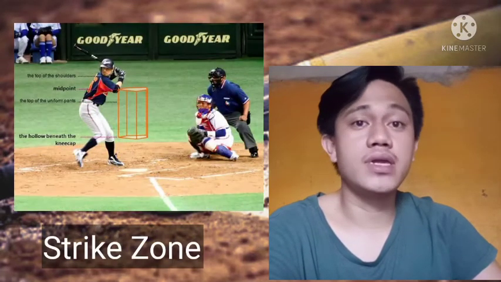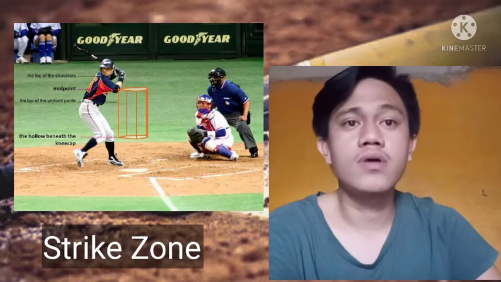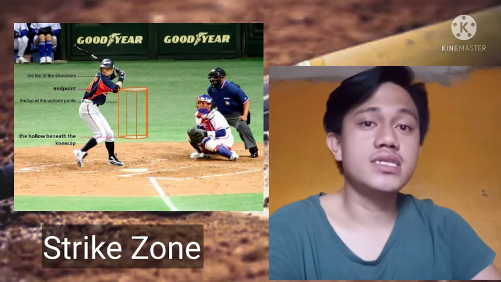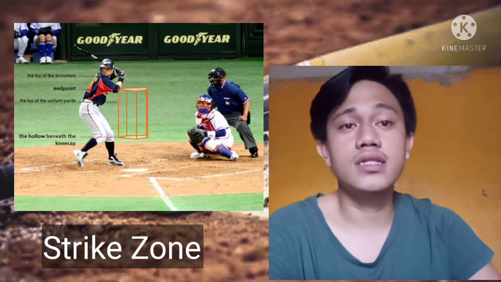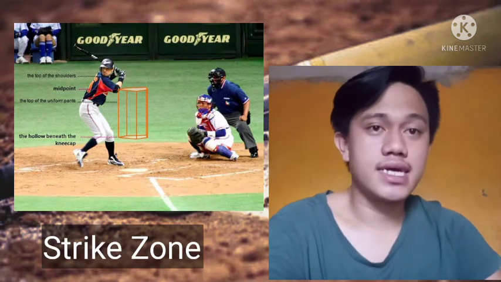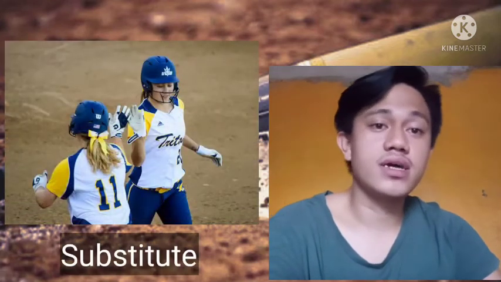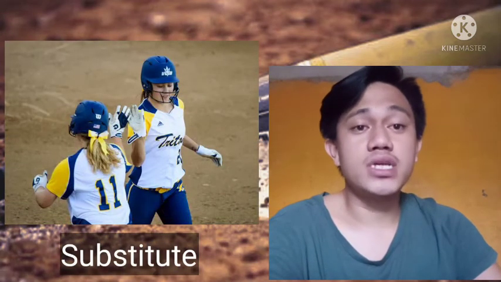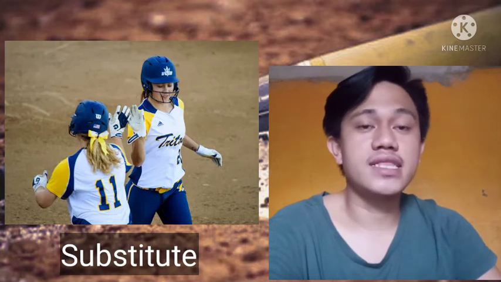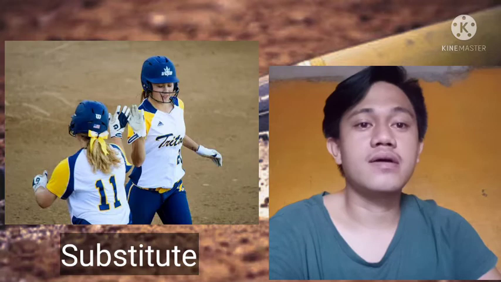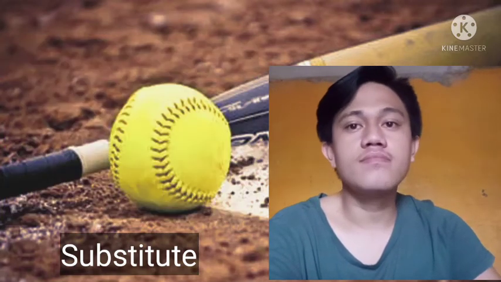Section 93 is the strike zone. The strike zone is the space over any part of home plate between the batter's armpits and the top of his knees with his assumed natural batting stance. In section 94 is the substitute. Itong substitute naman is yung non-official first lineup na sila yung mag-replace ng isang player na injured or nagpapahinga.